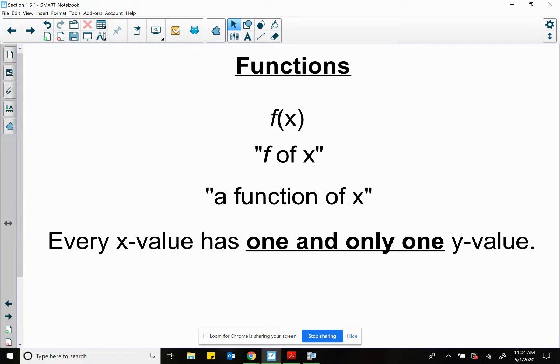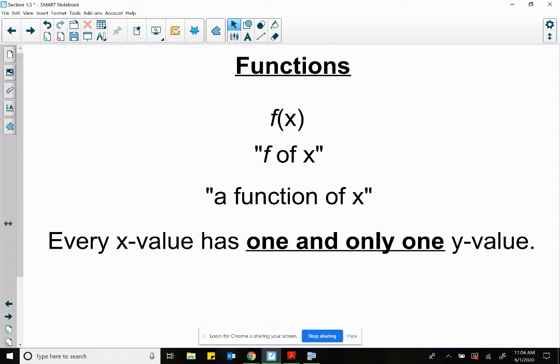Every x value has one and only one y value. In other words, what I'm saying is x's don't cheat. The x's go to one and only one y. X's don't cheat. Or in other words, x's should not repeat. If the x's repeat, it's not a function.